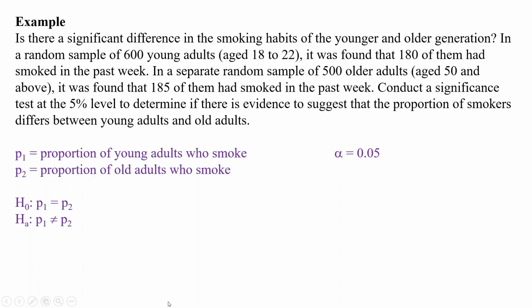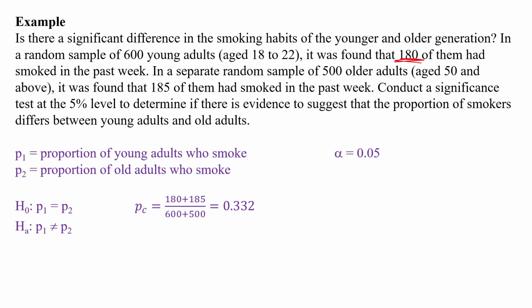We can also write down a bit more information here about what's given in our problem. So we do have our p sub c. We do need to find that value, and we do want to show the work that goes along with that. So we'll have our two x values from our young adults and our old adults added together, divided by our sample sizes added together. And that's 0.332.